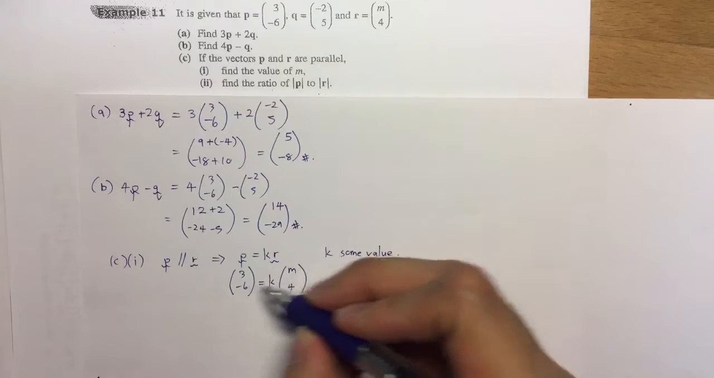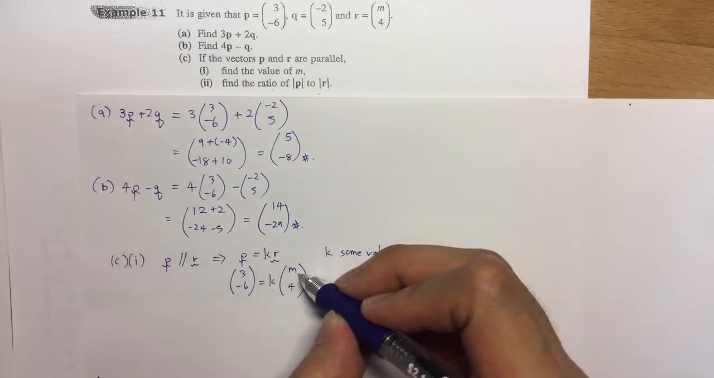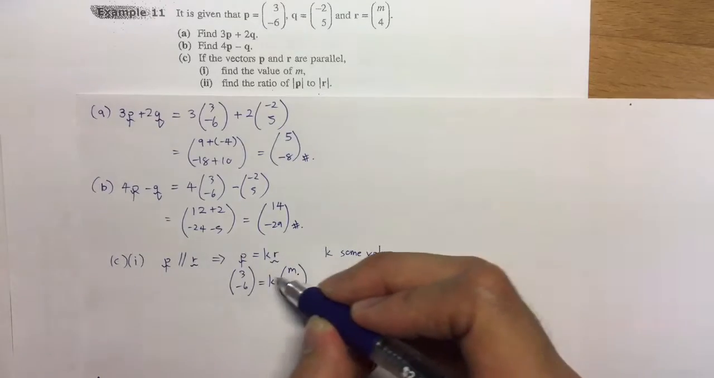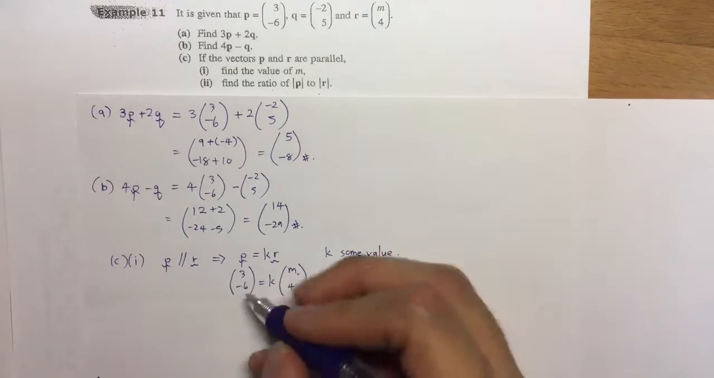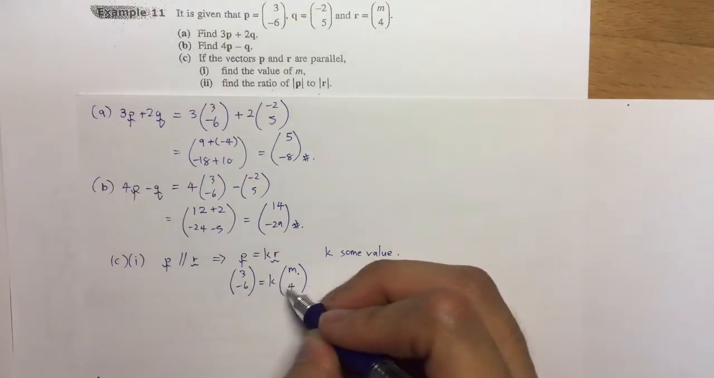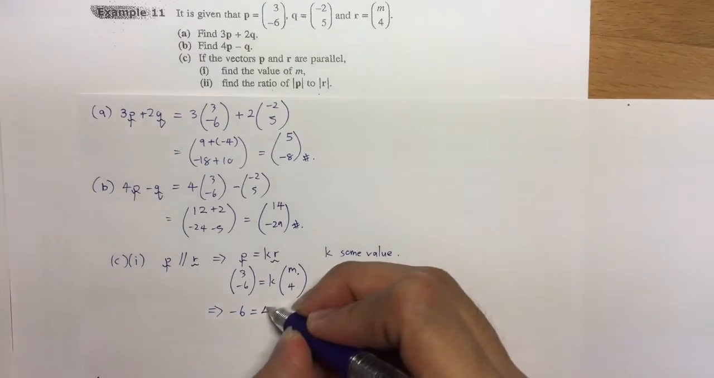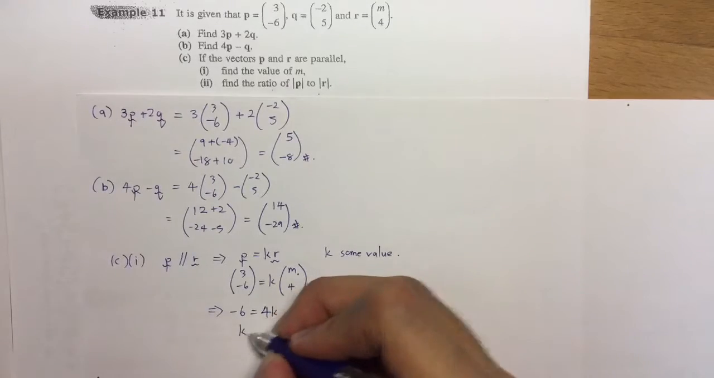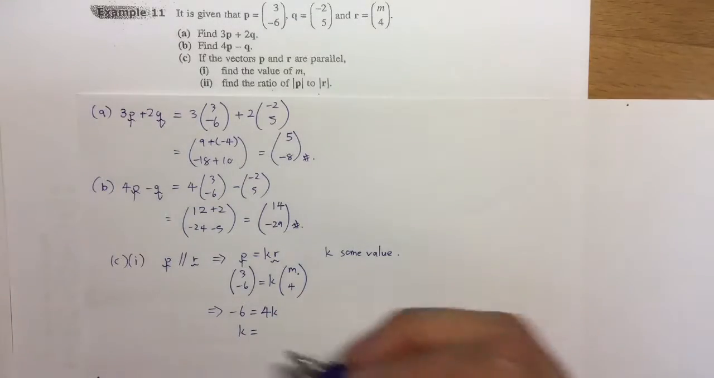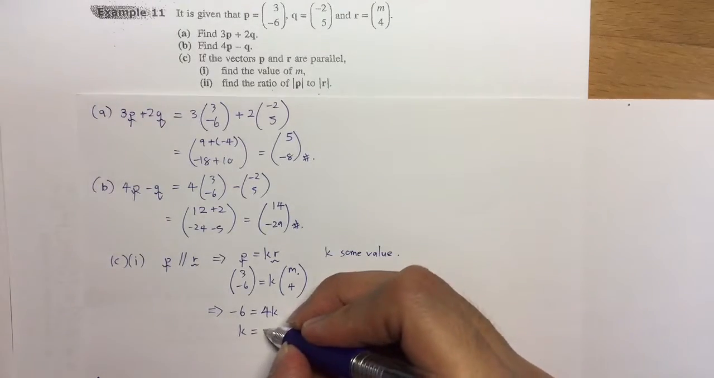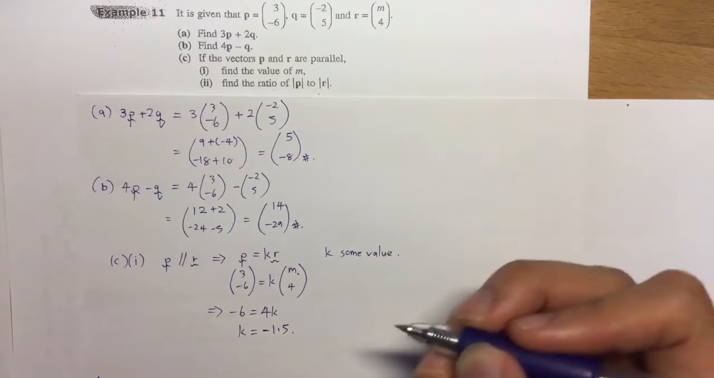Alright, so what we're doing here now to find m is to compare the top and the bottom, and eventually find k to find m. So I'm going to compare the bottom first. That implies that negative 6 is equal to 4 times k. So what exactly is the value of k? If I divide negative 6 by 4, I'll get negative 1.5.